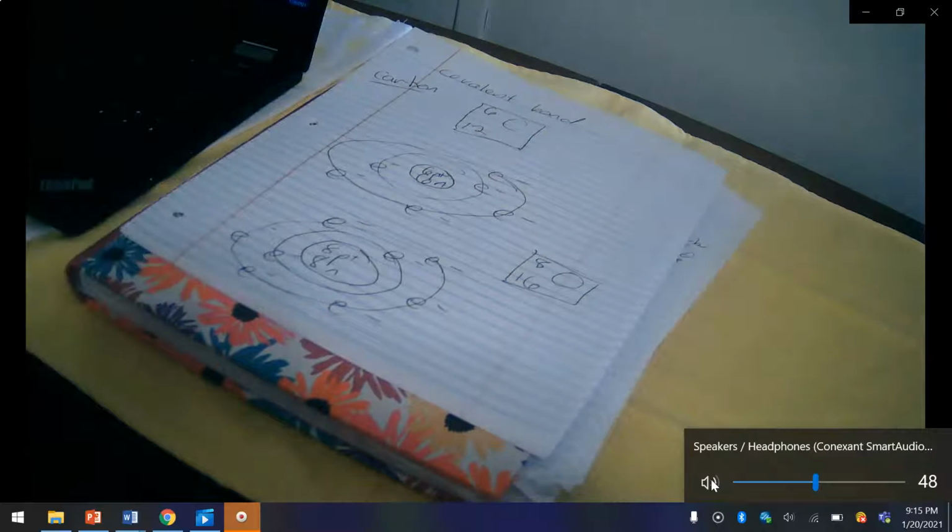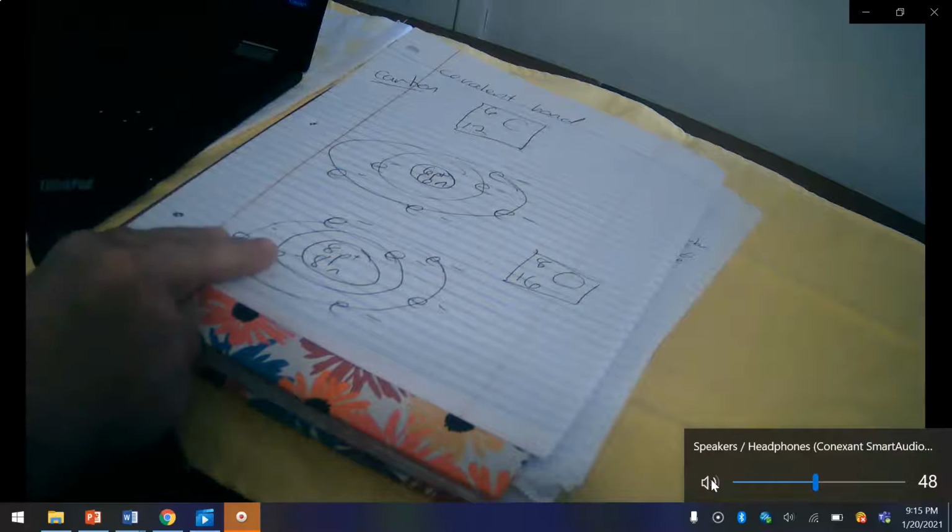So oxygen would be stable if it were to gain or share 2 electrons with another molecule. So this is how that would look.